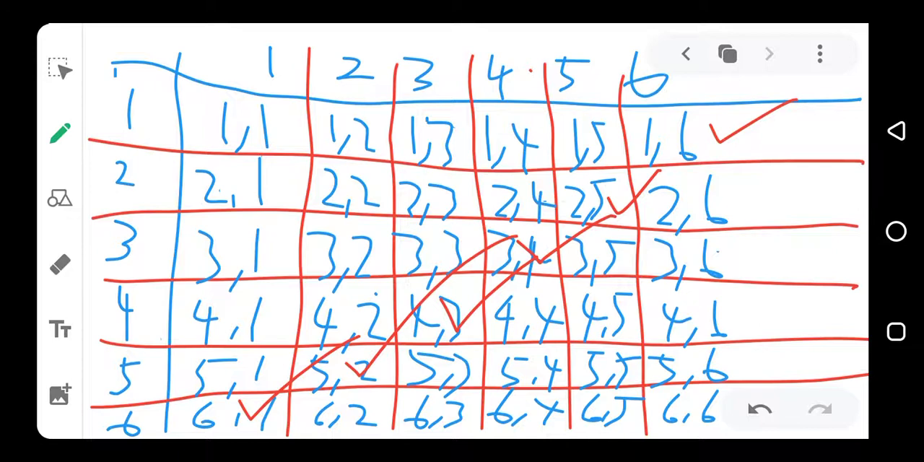So we count the total number of the ones that will give us 7. That is the total number of the ones I've marked here. They are 1, 2, 3, 4, 5, 6. So we have 6. Now we count the total number of samples or events in this sample space.